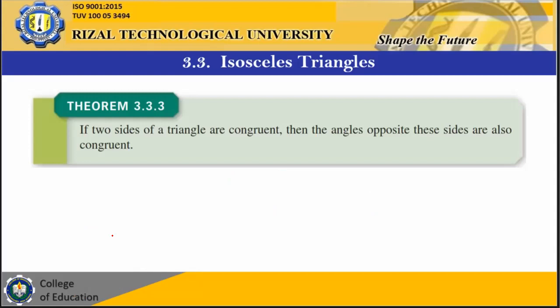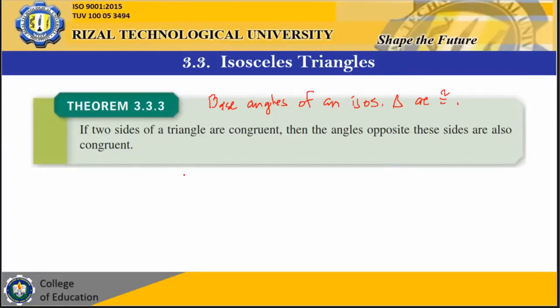Okay. If two sides of a triangle are congruent, then the angles opposite these sides are also congruent. This can actually be renamed as: base angles of an isosceles triangle are congruent. O yan ha, yan ipoprove natin na theorem. Base angles of an isosceles triangle are congruent.